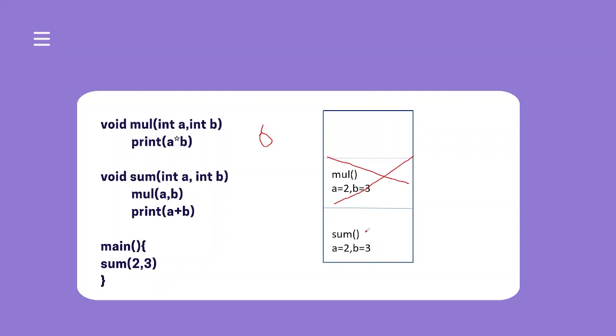Then it will come to this statement. Now we will execute this statement. So it will come out and print this statement. So 2 plus 3, it will print 5. So this will be the output. Like that only, our program will get executed. So this is one application of the stack.